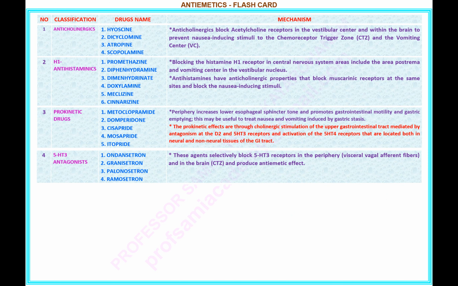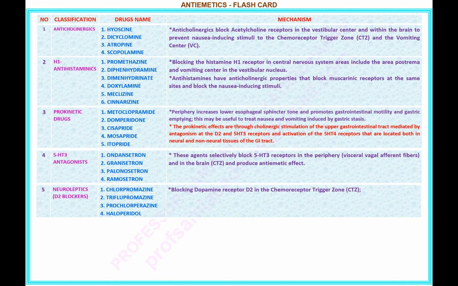Number 4. Name of the classification, 5-hydroxytryptamine receptor 3 antagonists. Drug's name under this classification: 1. Ondansetron, 2. Granisetron, 3. Palonosetron, 4. Ramosetron. Mechanism of 5-hydroxytryptamine receptor 3 antagonists: these agents selectively block 5-hydroxytryptamine receptor 3 in the periphery, visceral vagal afferent fibers, and in the brain chemoreceptor trigger zone, CTZ, and produce an antiemetic effect.